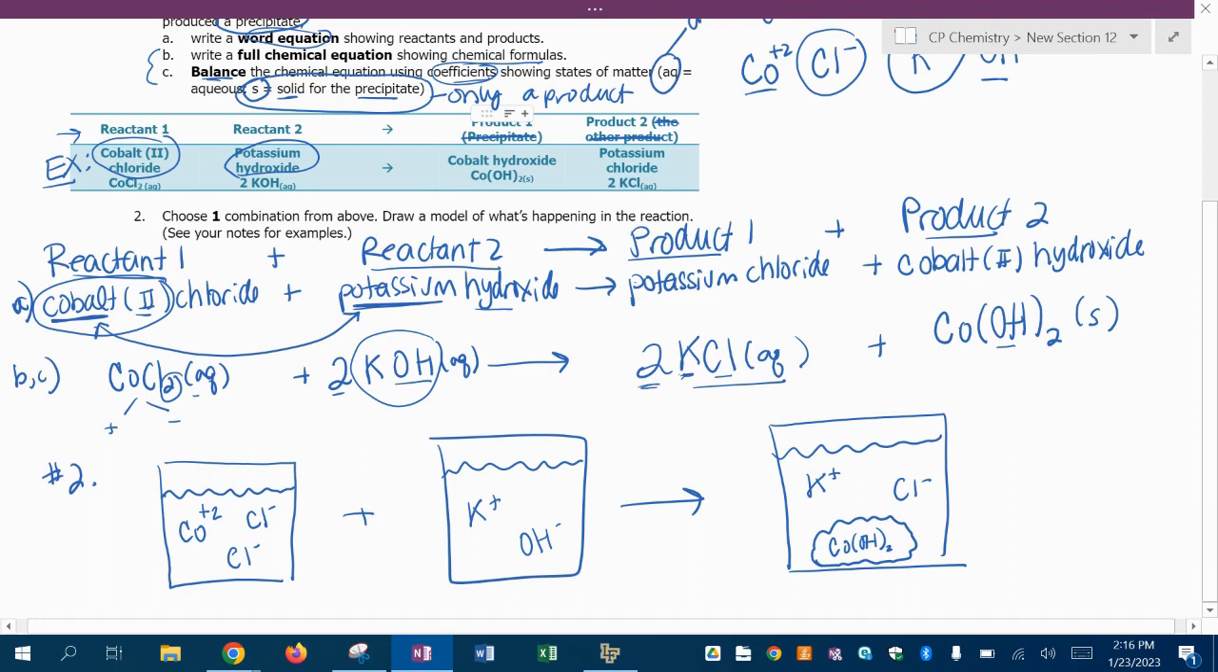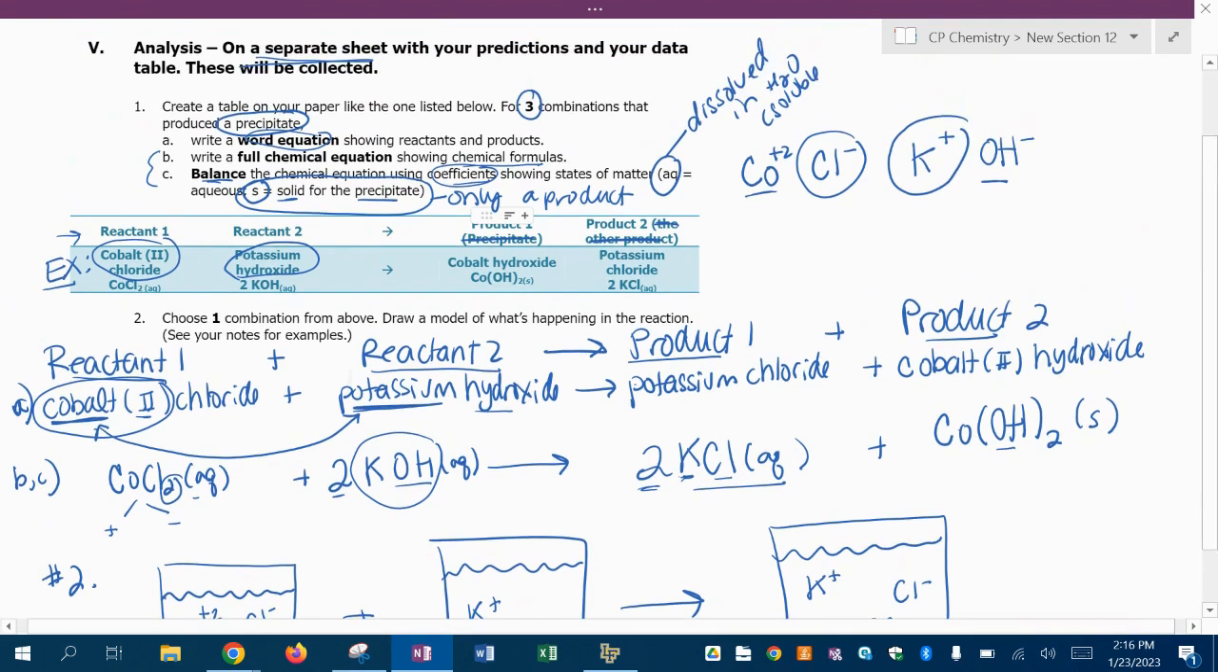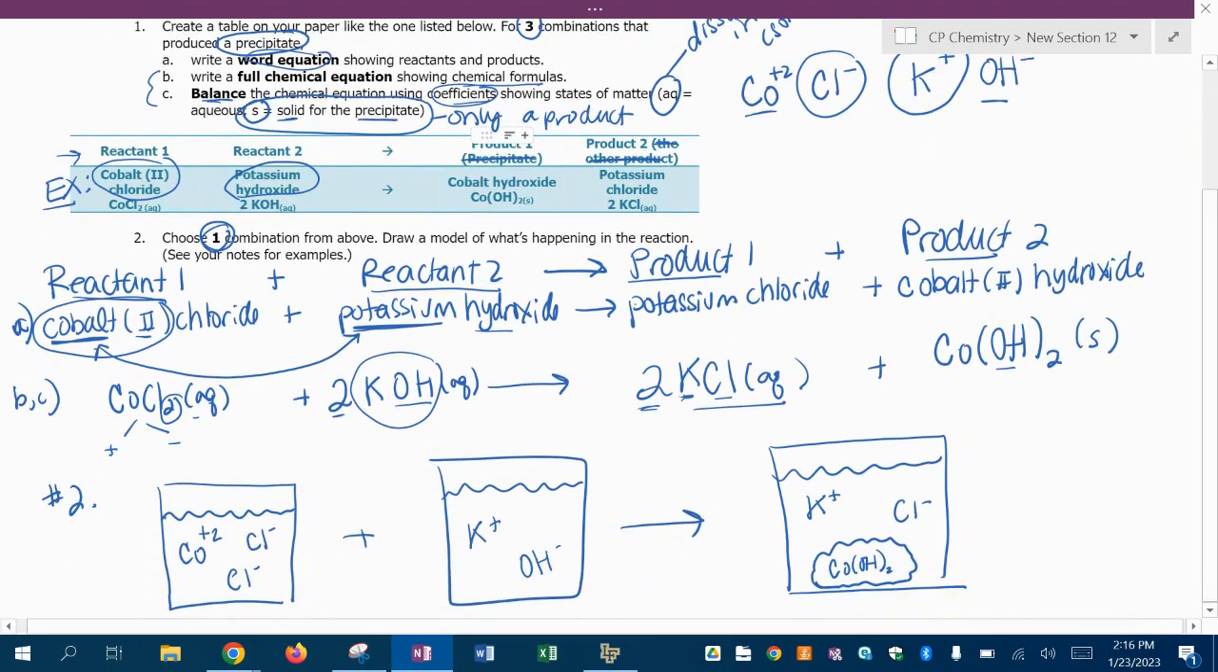So that is how you're going to do your post-lab questions. Remember, you don't need to write any of this down. This is just an example. You're going to pick 3 for number 1 to write the word equation and the balanced equation. And then for part 2, it says just choose 1 of the 3 things that you did above to draw the model. And then you'll turn this in along with your data table.